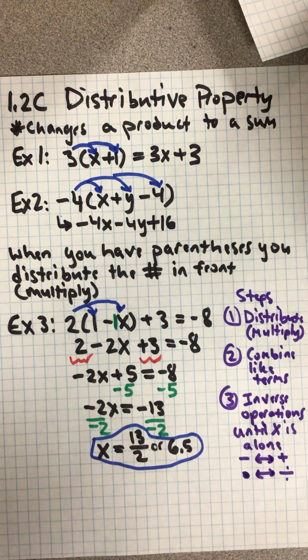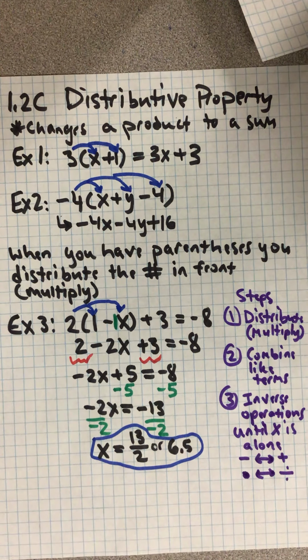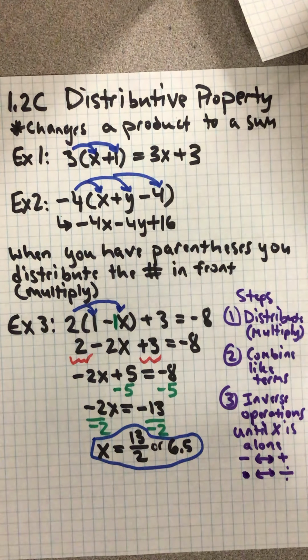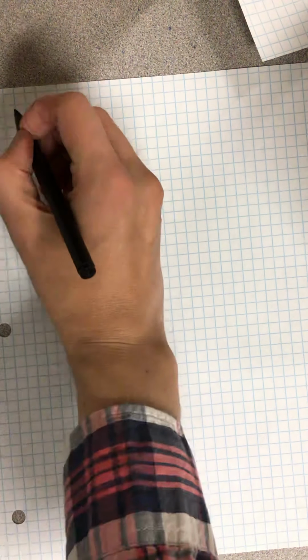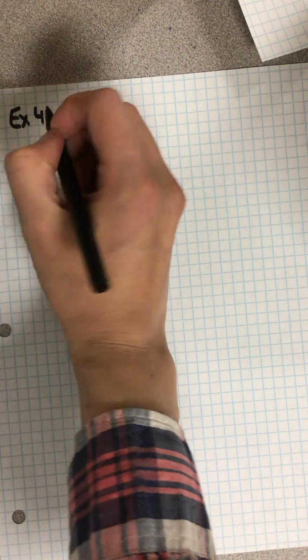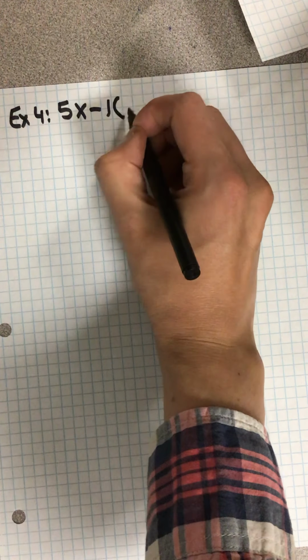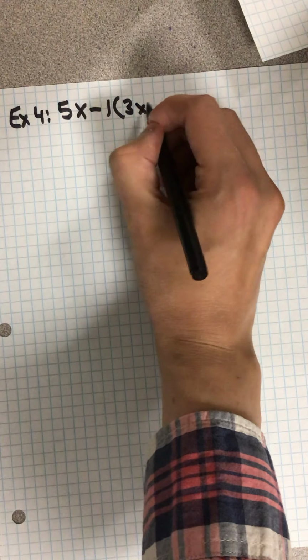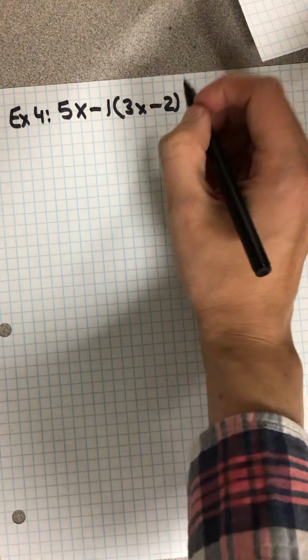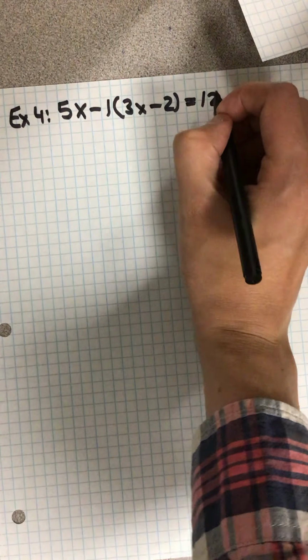We're going to go ahead and look at just one more example today. This one will be similar to example 3, and it would probably not be a bad idea for you to go ahead and pause the video and make an attempt on it yourself before I solve it. So, example 4 here is the following: 5x minus 1 times 3x minus 2 equals 12.